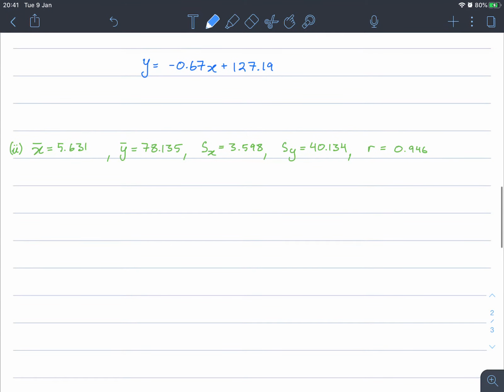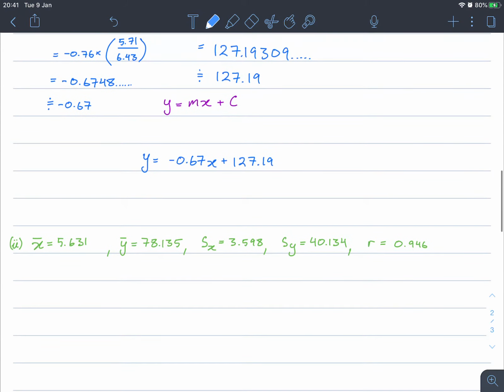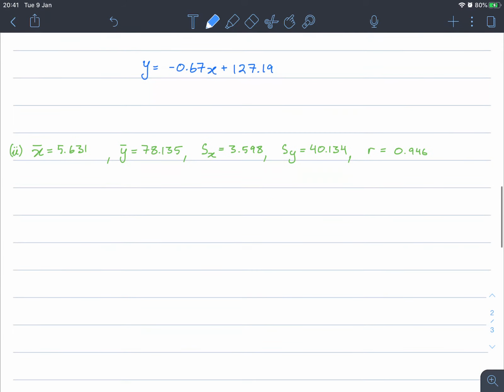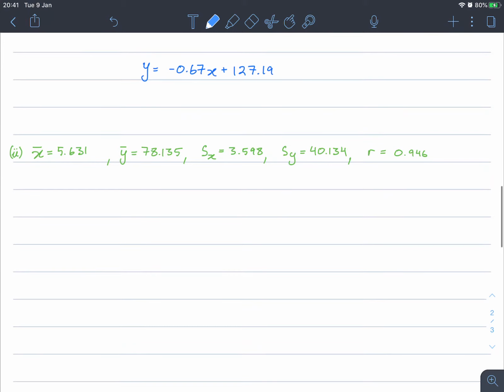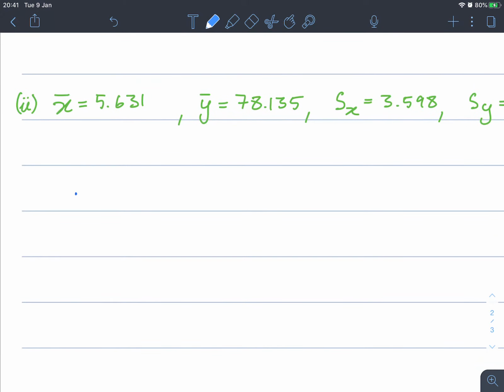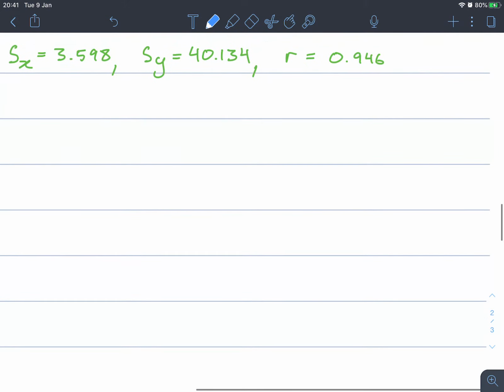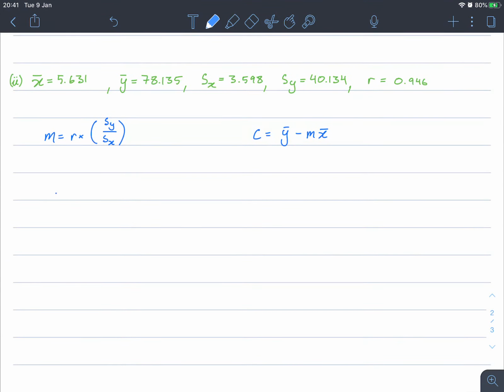You can pause the video and give this a go yourself, because I'm going to be answering this in about 3, 2, 1. All right, here we go. For this, we need the 2 equations. Let's write them down again. I need the value of m, which is r times s of y over standard deviation of x. And I also need the value of c, which is equal to the mean of y minus m times the mean of x.